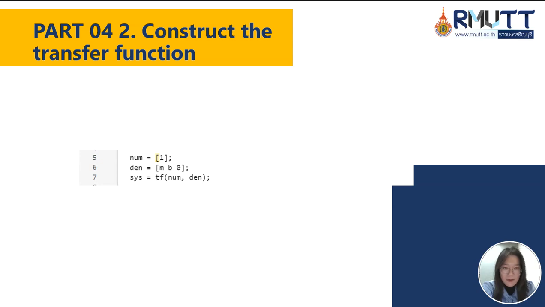Based on the parameters, the transfer function of the system is constructed. The numerator NUM and the denominator DEN correspond to the formulas derived theoretically, and the TF function converts them into a system model SYS that can be recognized by MATLAB, which is the key to connect modeling and simulation.